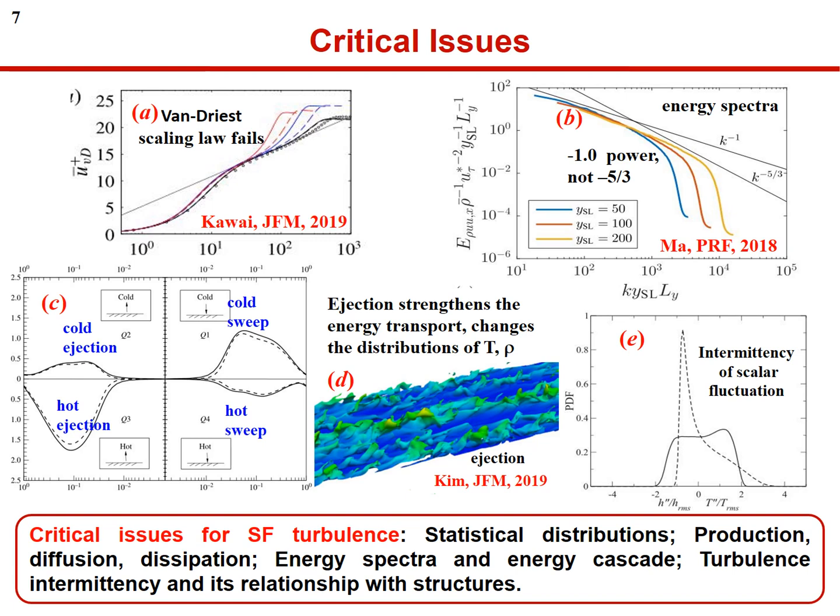In Figure D, it is also found that the ejection of high-density fluid stresses the energy transport and changes the distributions of temperature and density, meaning that the turbulent production will be improved, leading to the probability density function of the fluctuating temperature deviating from the Gaussian profile, as observed in Figure E, which does not satisfy the traditional statistical theory.